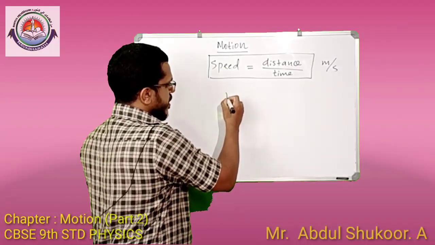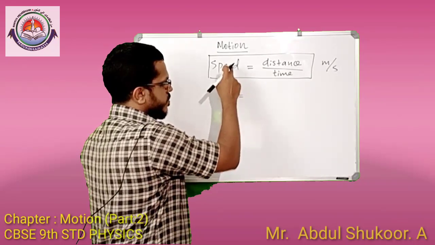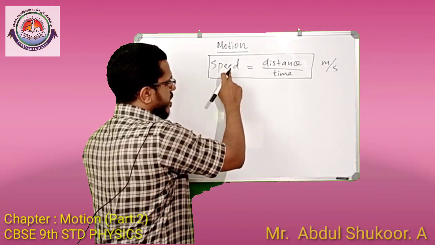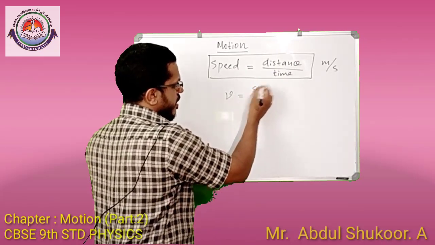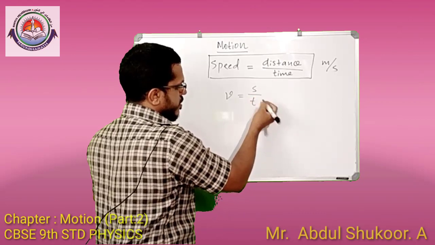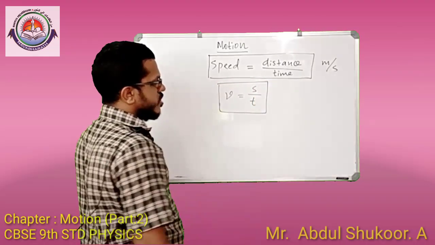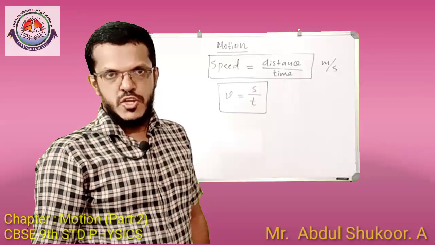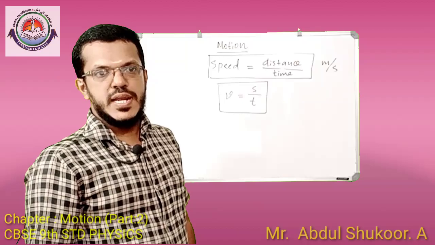If you represent speed, the letter V is the letter used to represent speed. Distance can be represented by the letter S and time by the letter T. That is the equation of speed, V is equal to S by T, the equation of speed using letters.